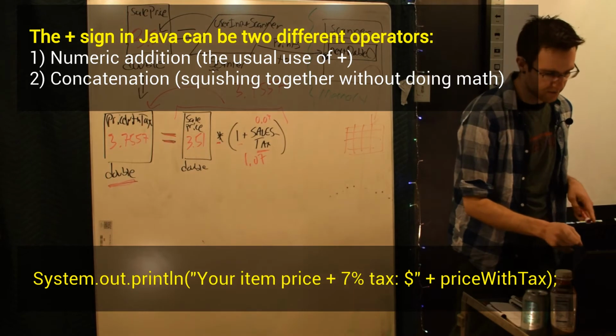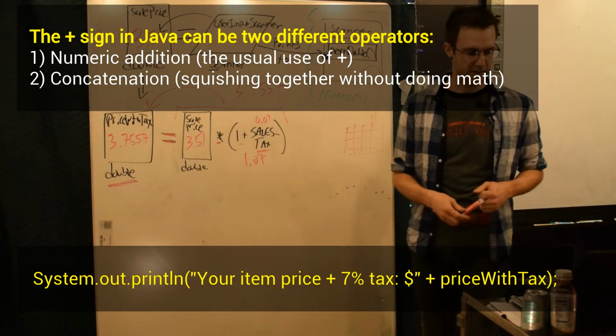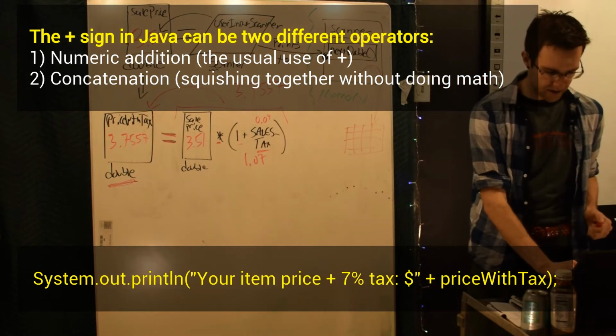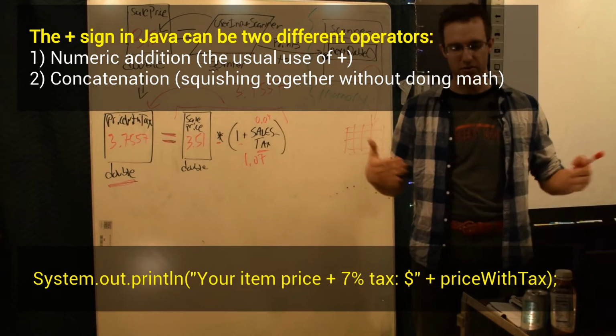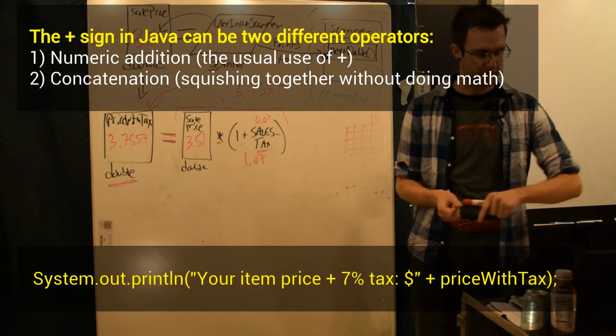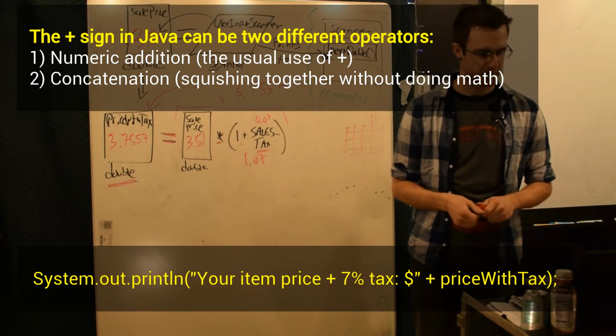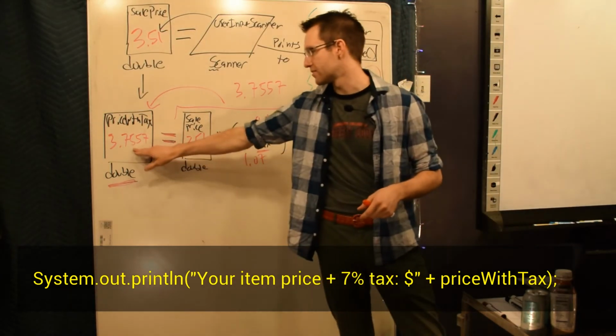In the case of line 45, because we are dealing with text or string values, when I use the plus sign here, it is the concatenation operator. Concatenation is a fancy word for squish it together. Squish together the literal text, "Your item price plus 7% tax: $", and squish it up with whatever the looked up value is here.